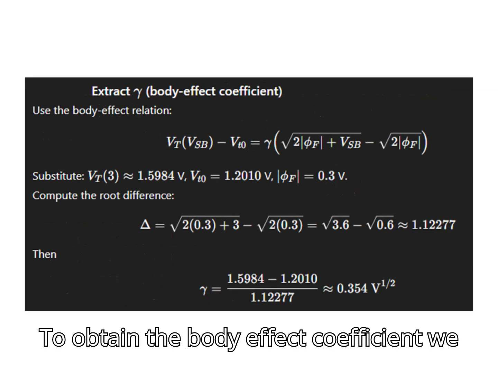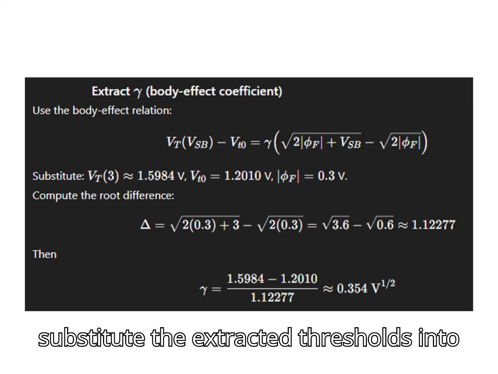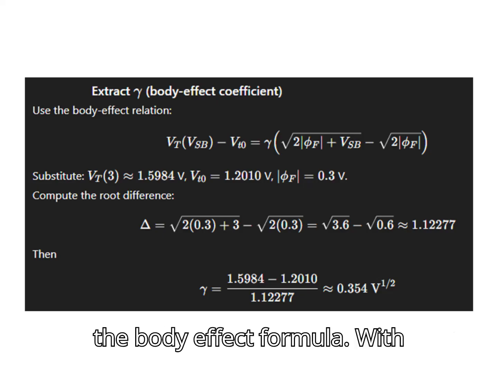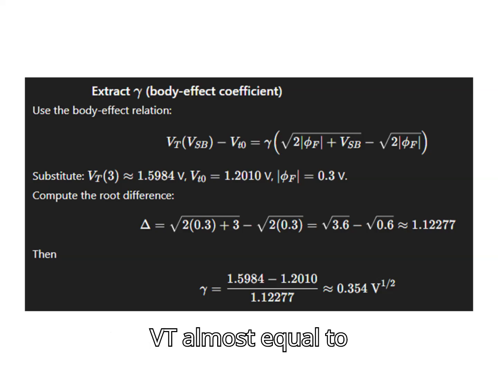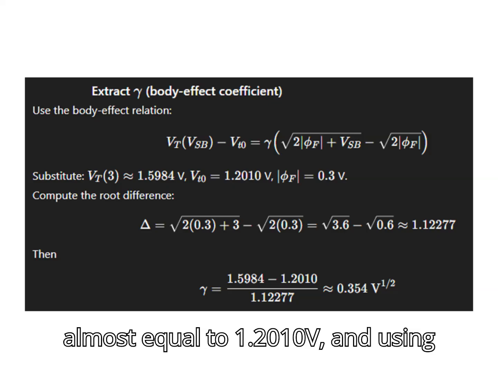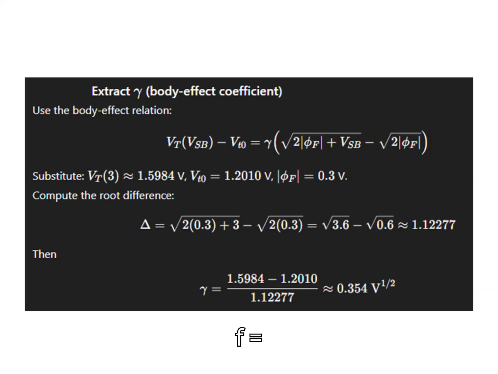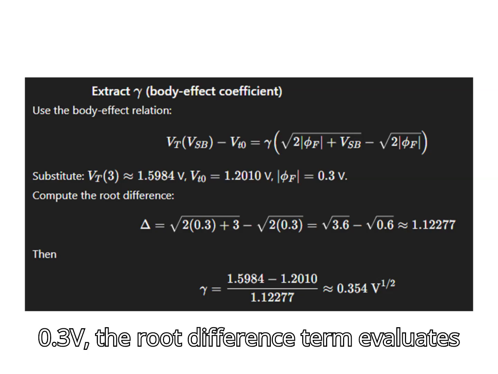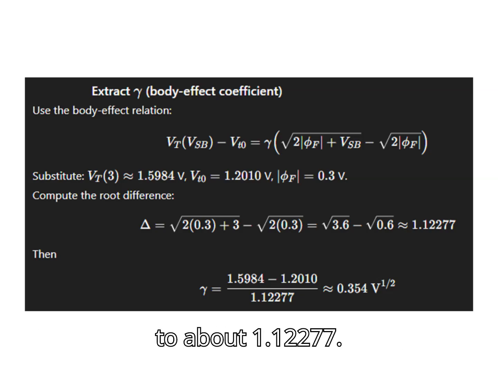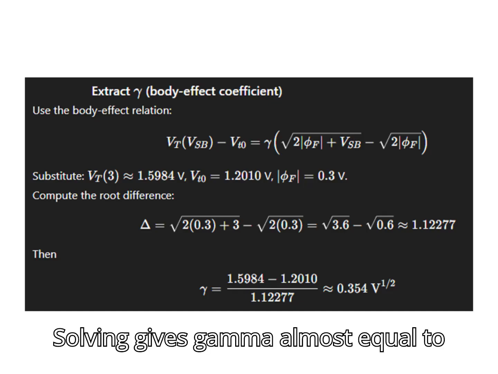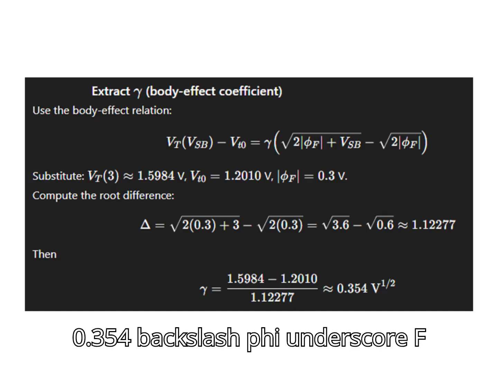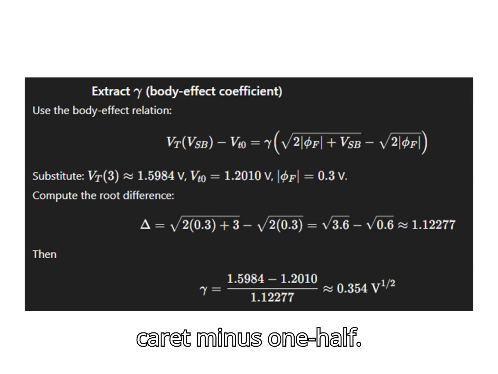To obtain the body effect coefficient, we substitute the extracted thresholds into the body effect formula. With Vt3 almost equal to 1.5984 V and Vt0 almost equal to 1.2010 V, and using phi F equals 0.3 V, the root difference term evaluates to about 1.12277. Solving gives gamma almost equal to 0.354 V to the power of 1/2.